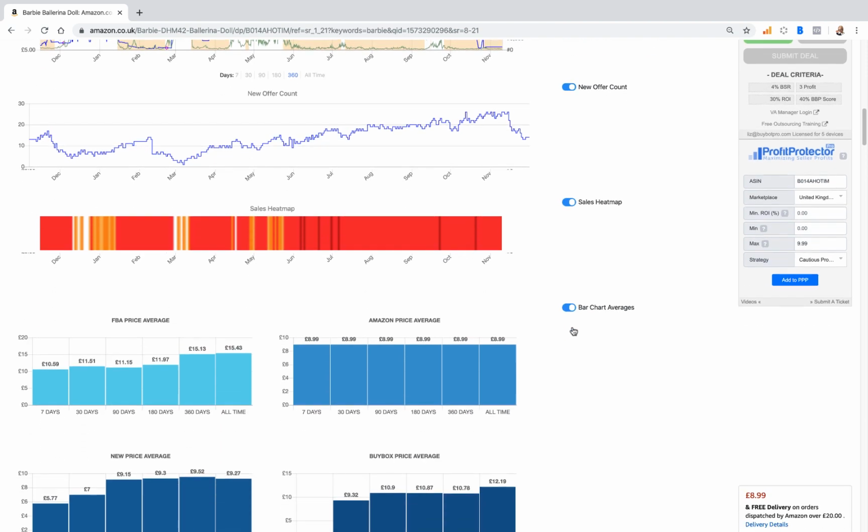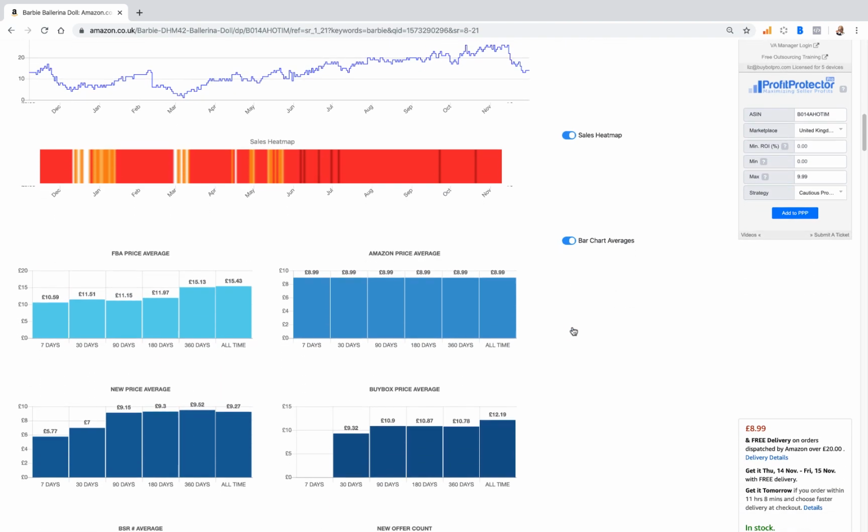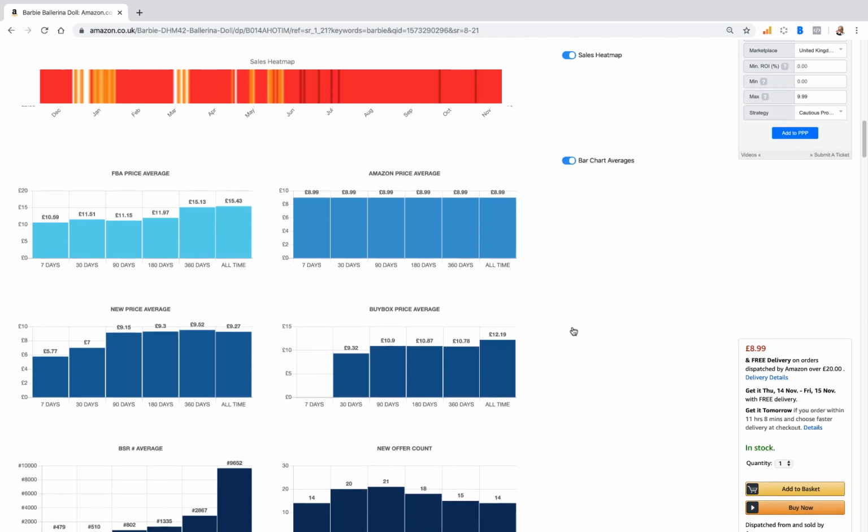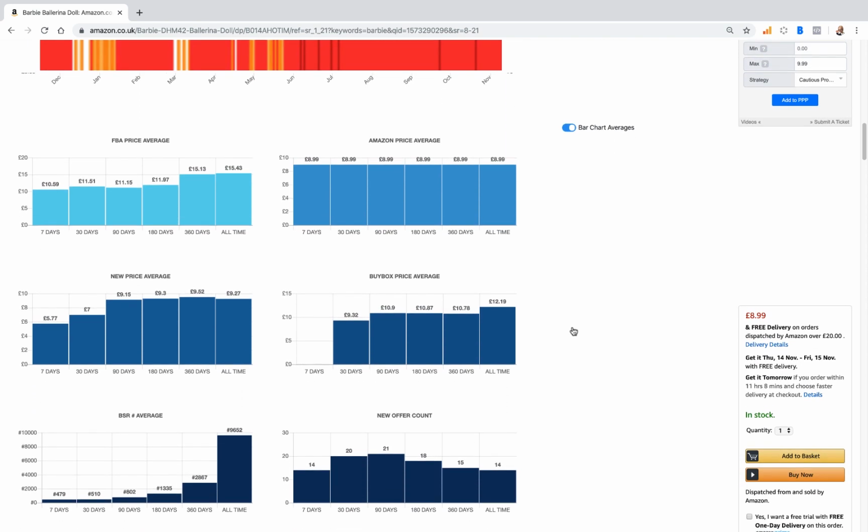So let's continue down. So here are some charts, and these are bar charts. So these are going to show you the average situation with each part of the information on the charts. So you've got your FBA price, you've got your Amazon price, you've got your new price. Remember, that's not including P&P. You've got your buy box, you've got your BSR, and you've got your new offer count. So it's very, very easy to see what's happening with the average prices.